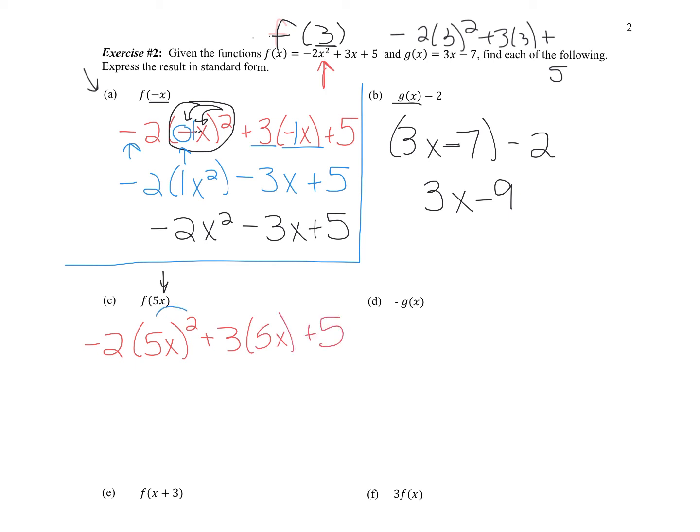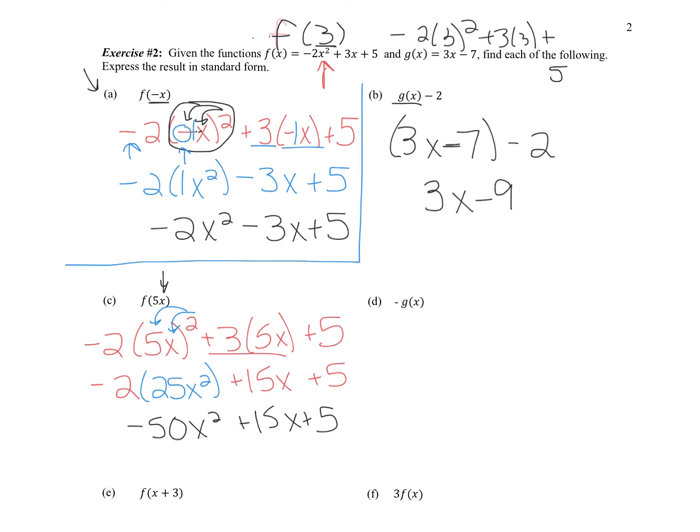Here, we want to square both first, right? So I'm going to make this 25x squared. We'll write down the other stuff. Even though this is multiplication, since there's no exponents in that term, I can do that at the same time. And then we're just going to simplify one more time. So this is going to be -50x squared plus 15x plus 5. So that's our function with a 5x plugged in, our f of x function.